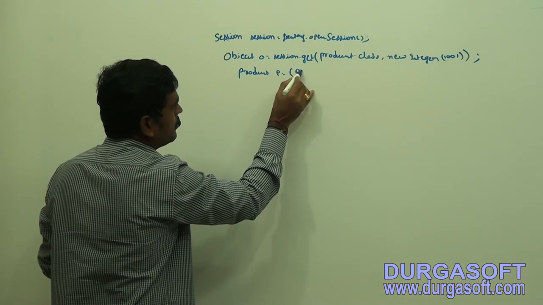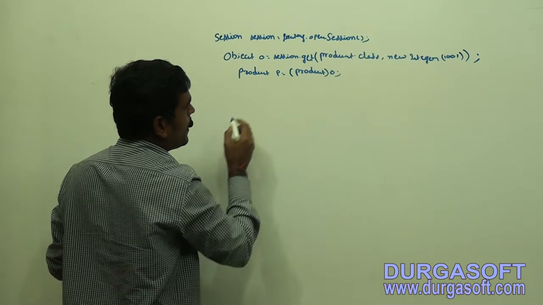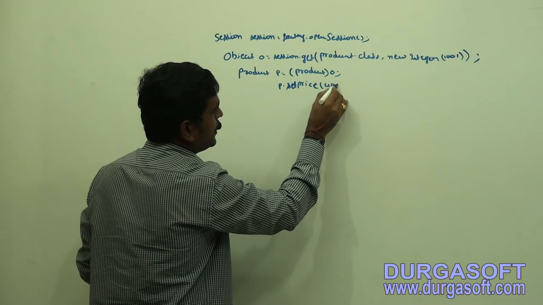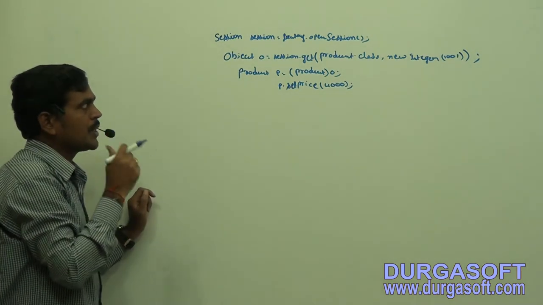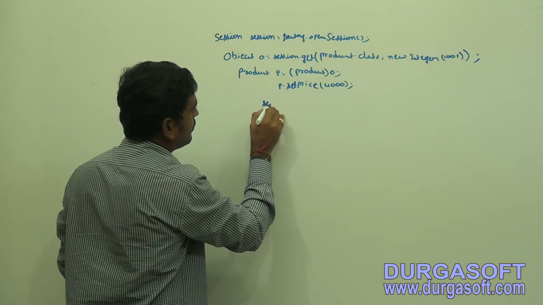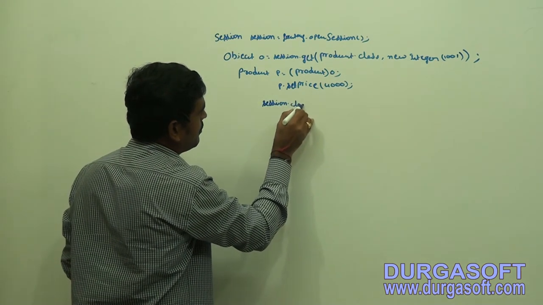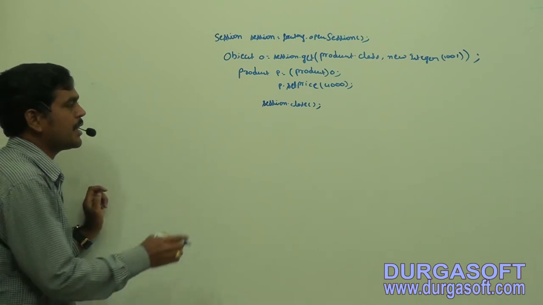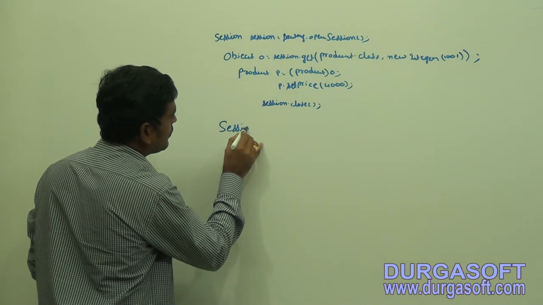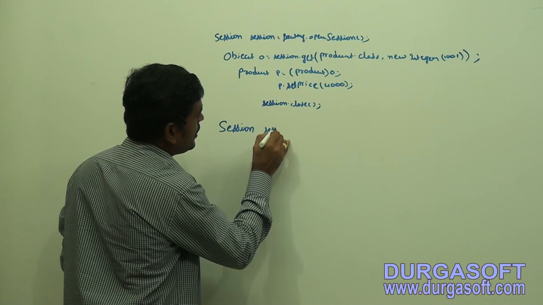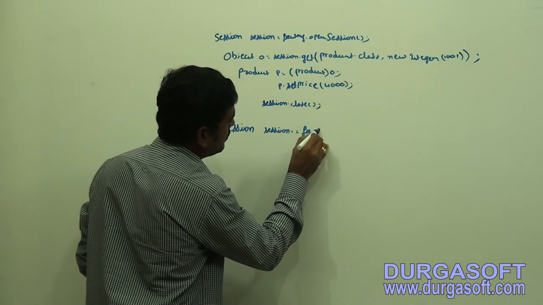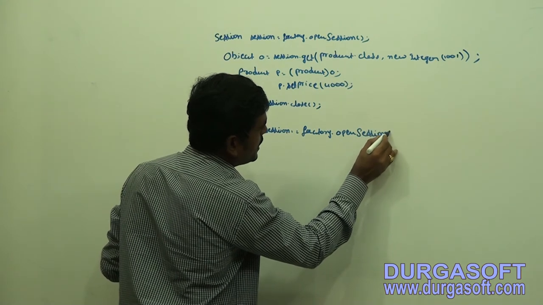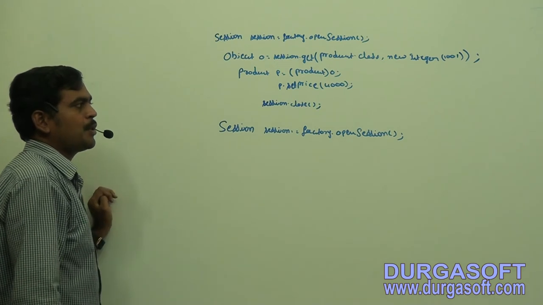Then next after that I am going to typecast to Product. P is equal to Product of O. Then next P dot setPrice 4000. After that I am going to close the session object. Session dot close. Then next I am going to open another session object. Session1 is equal to factory dot openSession. Right?